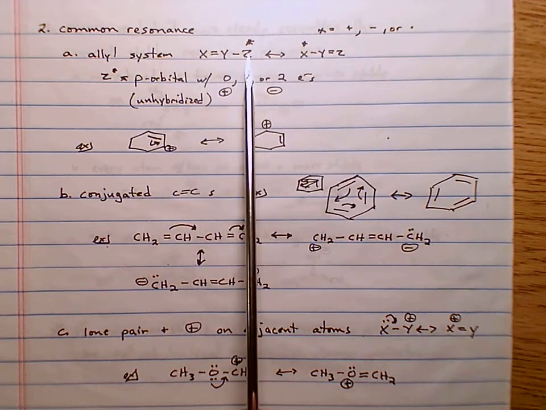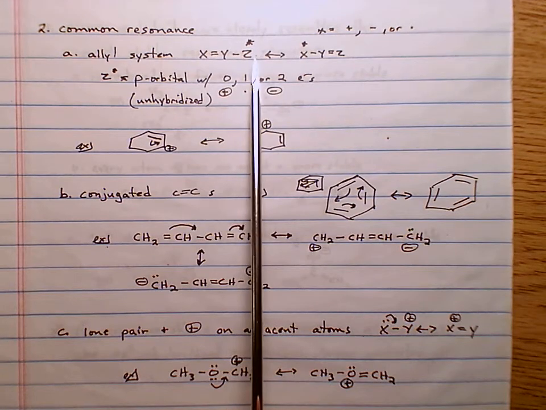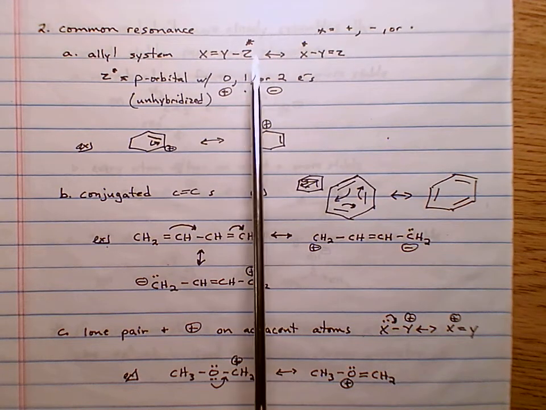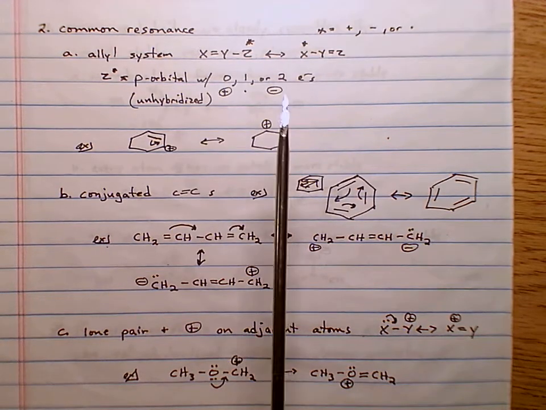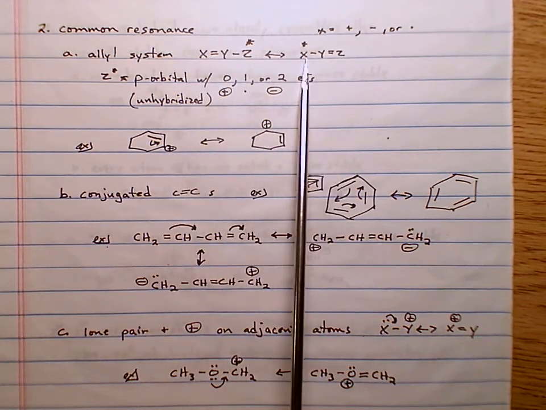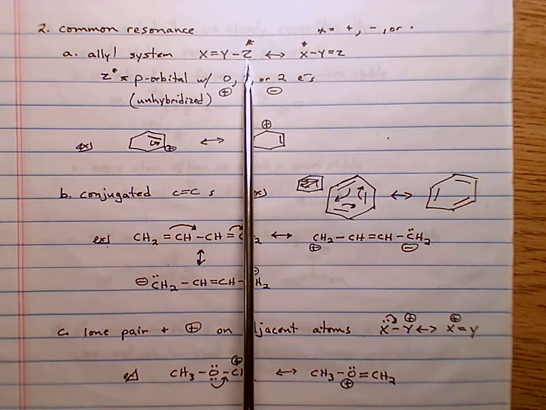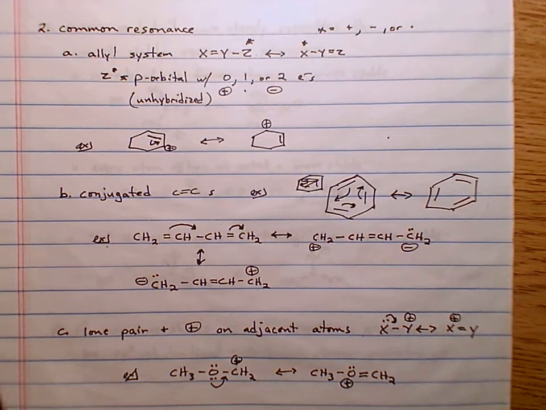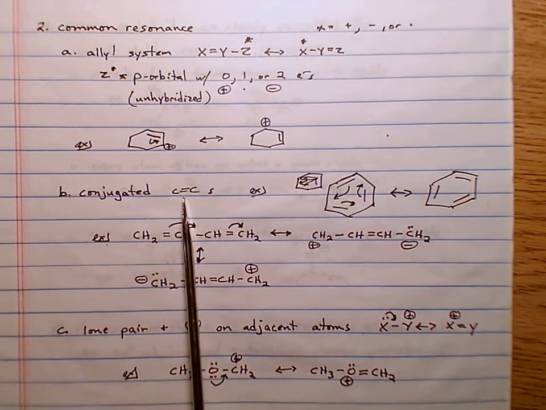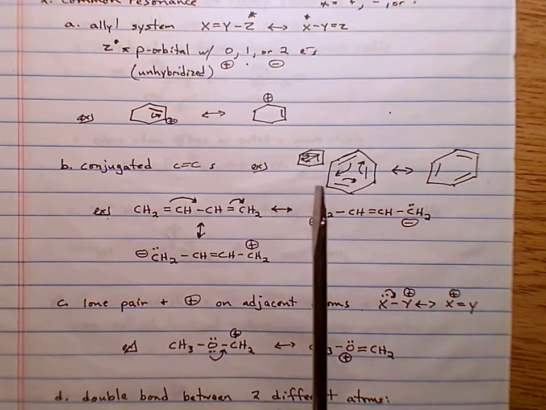And so this can be a carbocation, it can be an allylic radical, it can be a carbanion. All of those things let us have resonance. An allylic system where this position here, the allylic position, is sp2 hybridized. It has at least one unhybridized p orbital. All right, conjugated double bonds, especially in aromatic systems.